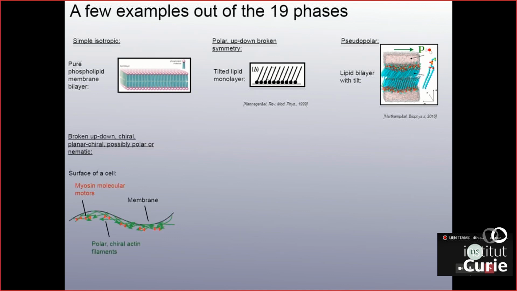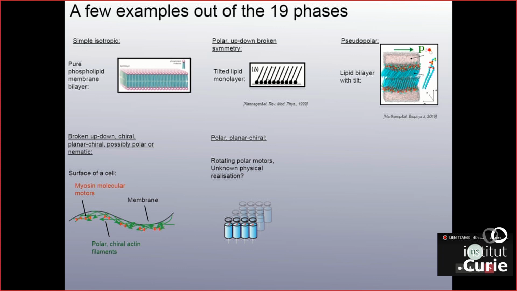If we think about the surface of a cell, which is made of myosin molecular motors, membrane, polar actin filaments, which are actually polar and chiral, this is the scenario where all symmetries can be potentially broken. The system can be chiral. It definitely has up-down broken symmetry. And if the filaments align, it can also become polar or nematic. Okay, and there are also phases in this list for which I don't know of a physical realization.